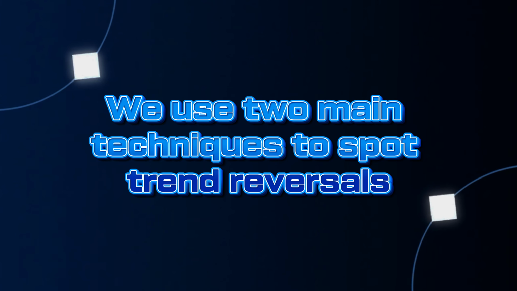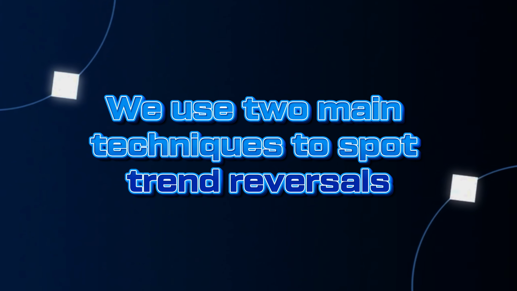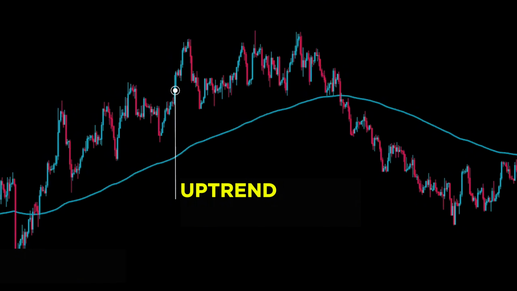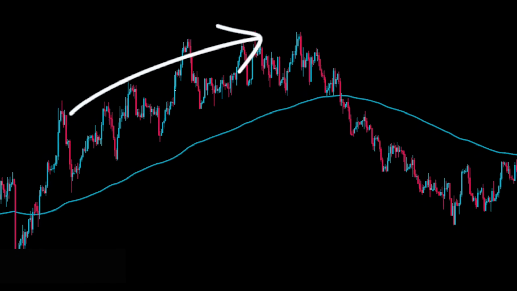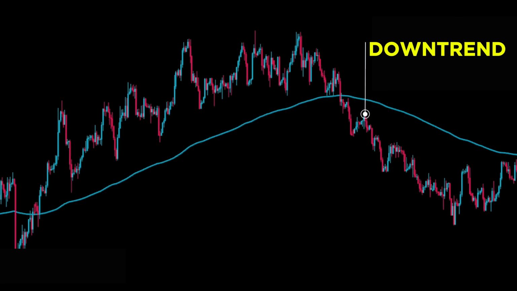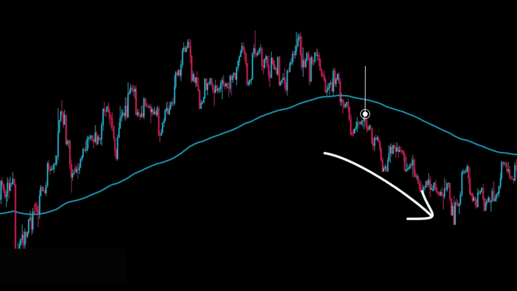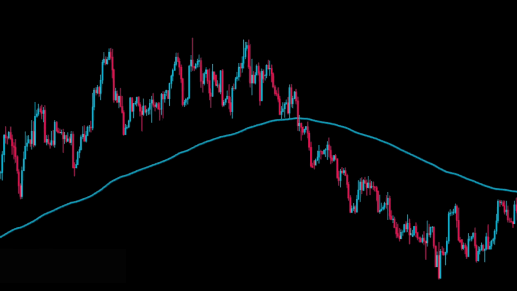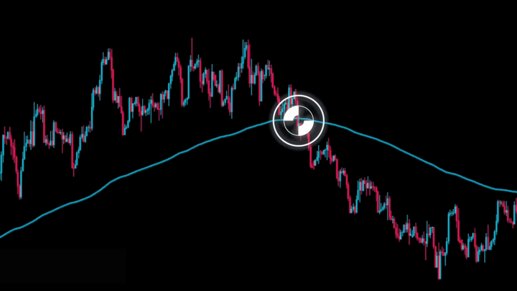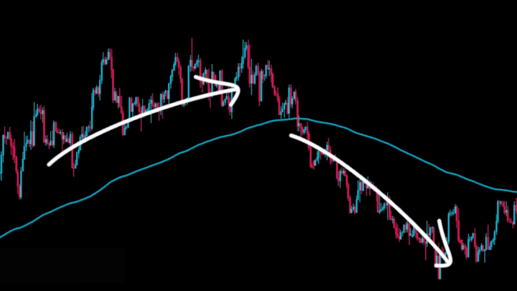We use two main techniques to spot trend reversals. The first is the price crossover. Recall our discussion that price usually stays above the MA in an uptrend and stays below it during a downtrend. Following this same logic, when the price breaks below the moving average from above, it suggests the uptrend has ended and a bearish move is starting. This signals a downward reversal in price.